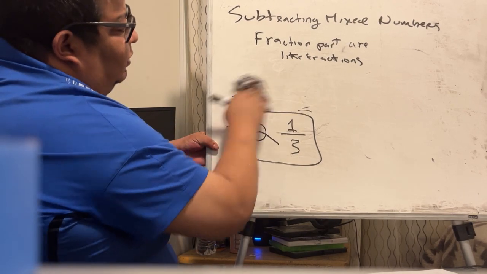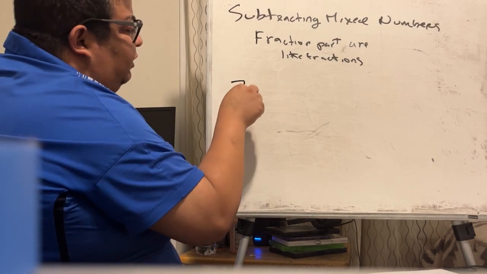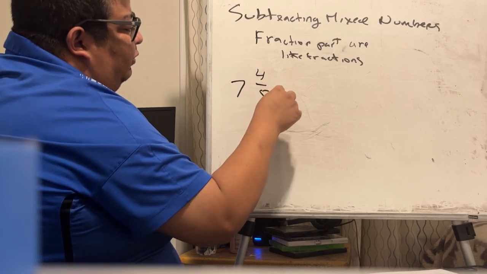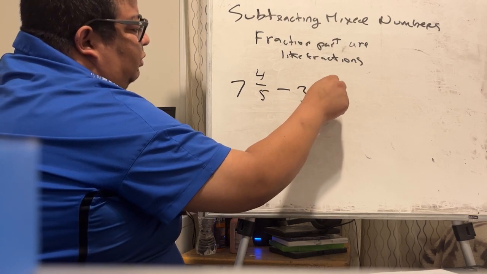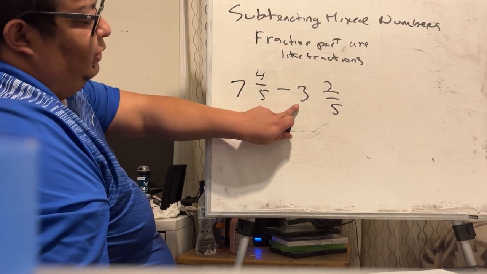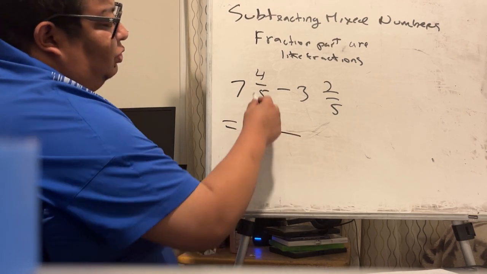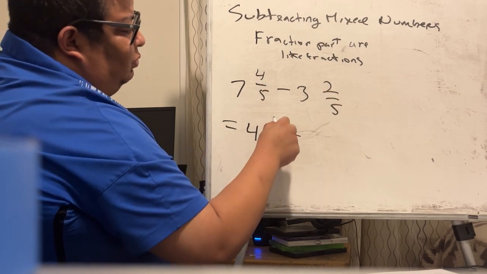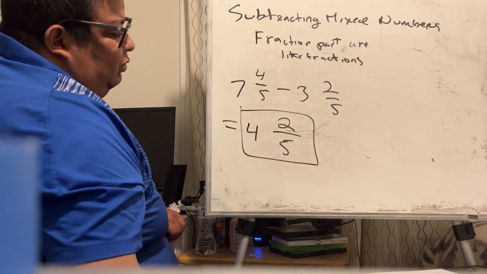So let's look at another of the same type. Let's look at something like 7 and 4/5 minus 3 and 2/5. You subtract the integer part: 7 minus 3 is 4. Then you subtract the fraction part. The denominator is 5 because it's the same denominator. Then 4 minus 2 is 2. So the answer is 4 and 2/5.